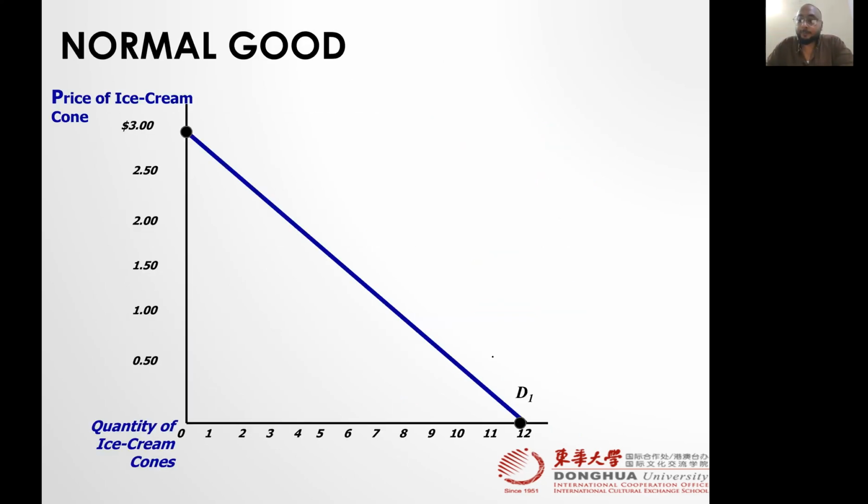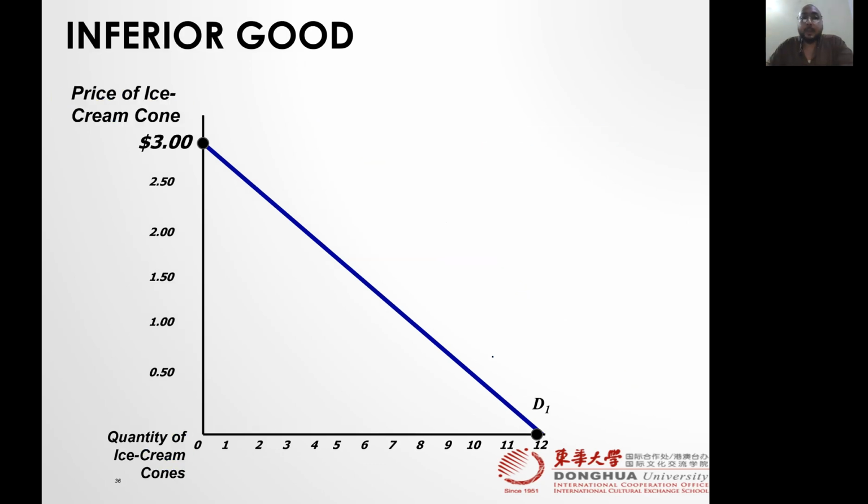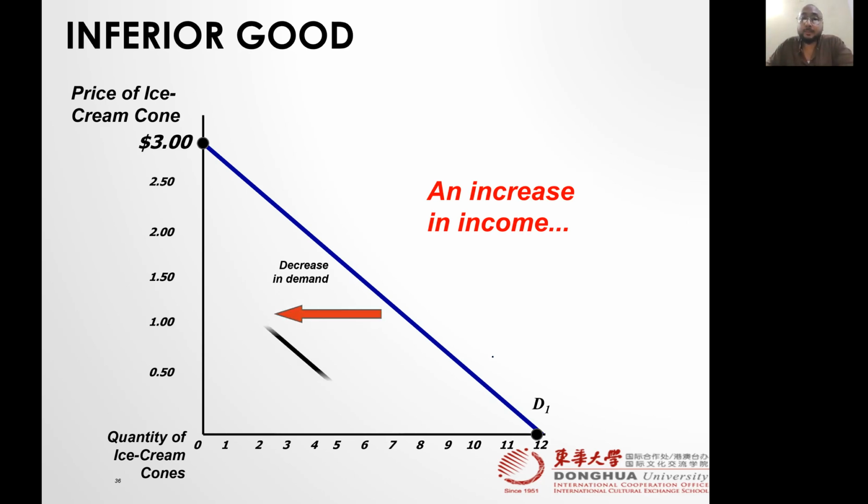So normal goods, if you see here, in case of ice cream, if your income rises and you start consuming more ice cream, it means this is a normal good. If your income rises and you consume fewer ice creams, you are more health conscious, you avoid sugary content and all those stuff, so it is an inferior good, right?